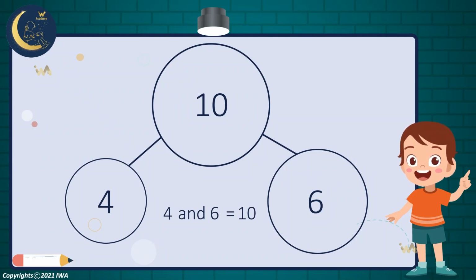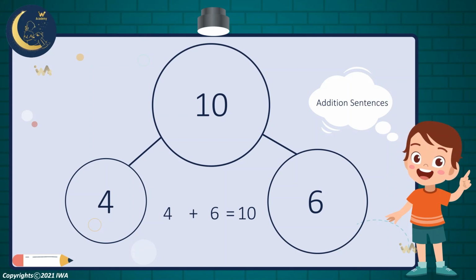We combine the number 10 with its components by replacing the "and" with an addition symbol. So we get 4 plus 6 equals 10. Through this method, we can form a number bond and represent it in addition sentences.